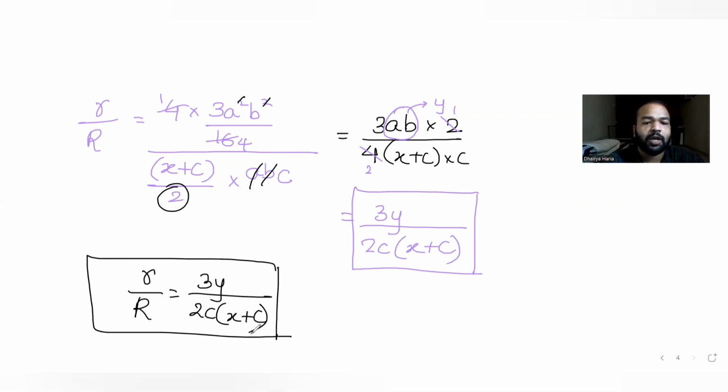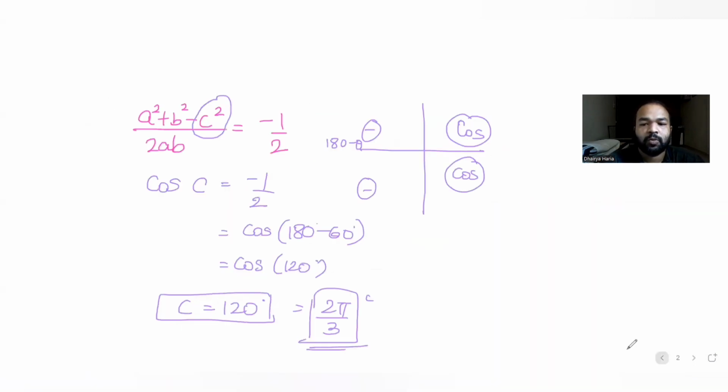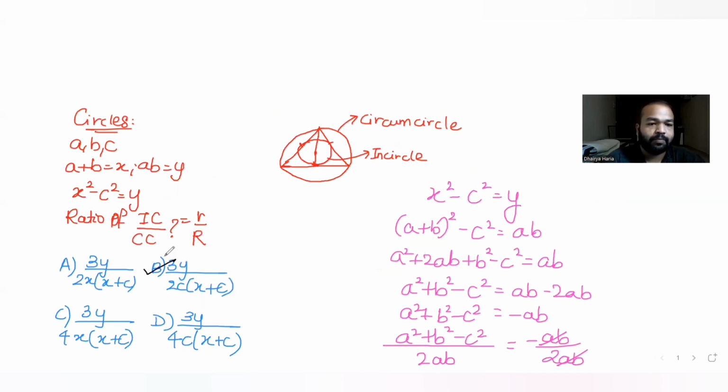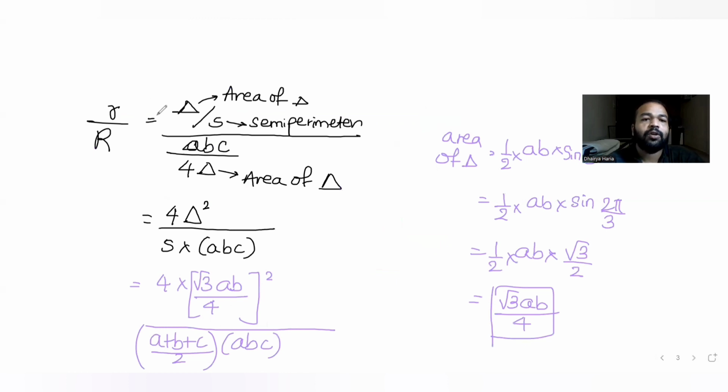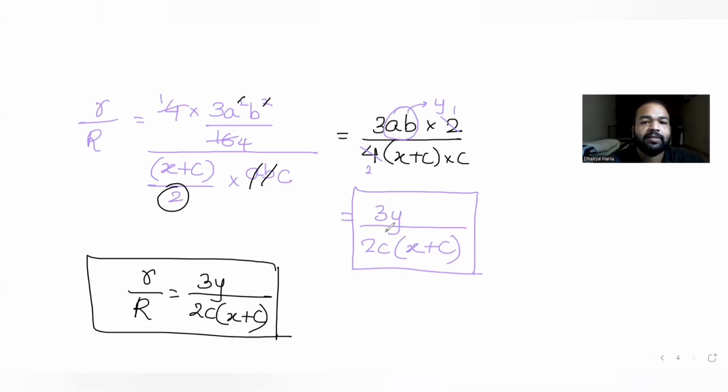And if you see the options, the one that matches the question that is asked of us is B. So B is the correct answer for the question. So that's the correct option here. I hope you have understood how to solve this type of question. You just needed to use this idea that the incircle radius is given by the area of the triangle divided by the semi-perimeter, and the circumcircle radius is the product of the three sides divided by 4 times the area. That gives you the answer in terms of Y and X, 3Y upon 2C into X plus C.